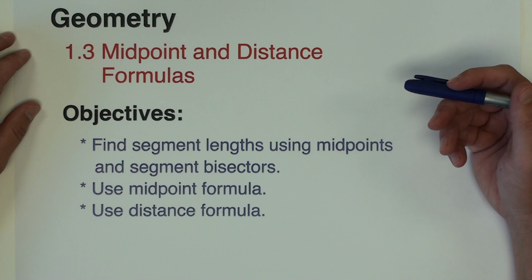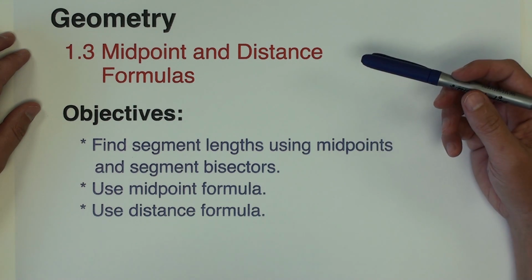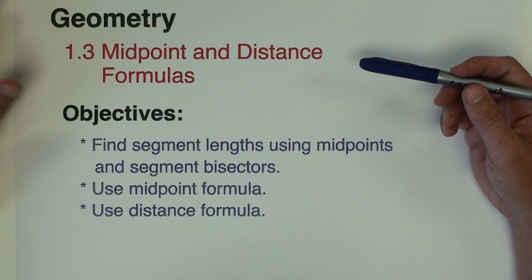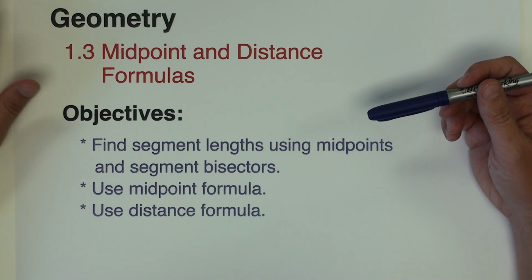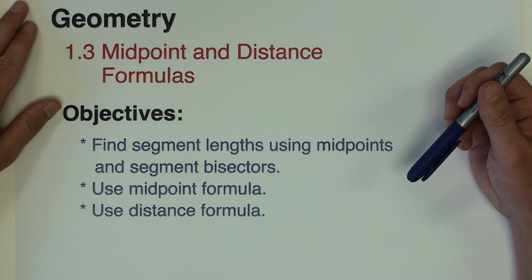This third video in chapter 1 is titled Midpoint and Distance Formulas. So we're going to look at how to find the midpoint of a segment and also the distance of a segment on a coordinate plane, and also just what we mean by midpoint. And we'll talk about bisectors as well. So some vocabulary, some formulas, kind of a little bit of mix of everything in this particular section.